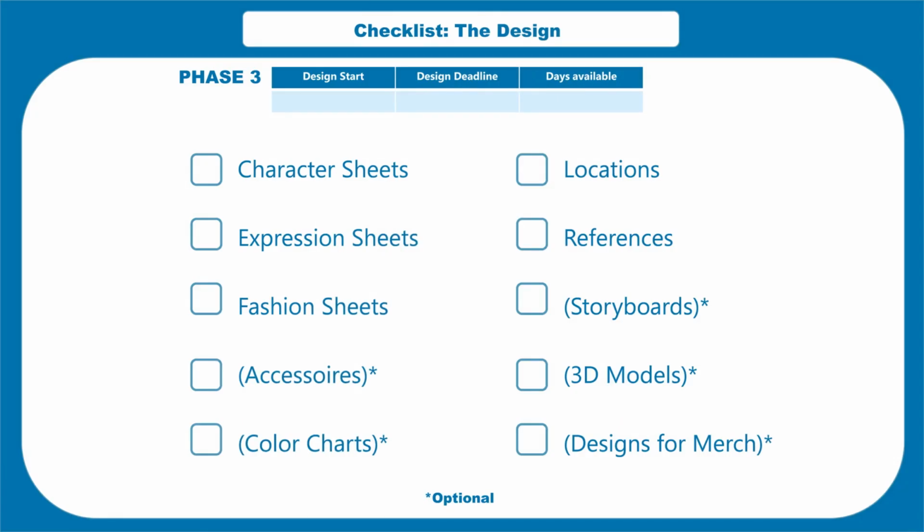Let's talk about the design. This phase involved the creation of character sheets, expression sheets, fashion sheets, locations, and references. Optional steps are sheets of accessories, color charts, storyboards, 3D models, and merch design. So let's start with character sheets.